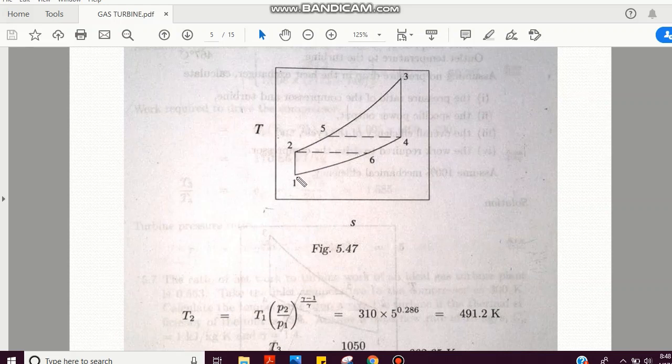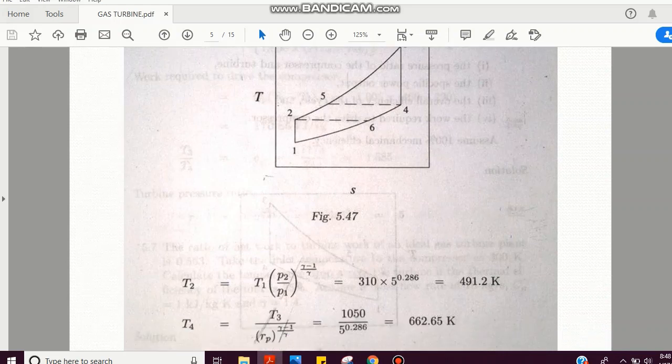First thing, 1 to 2 is the compressor work, 2 to 5 is the heat exchanger, 5 to 3 is the combustion chamber. 3 to 4 is the turbine, 4 to 6 again the heat exchanger, sorry, the output air heat exchanger, and 4 to 1 is the exhaust.